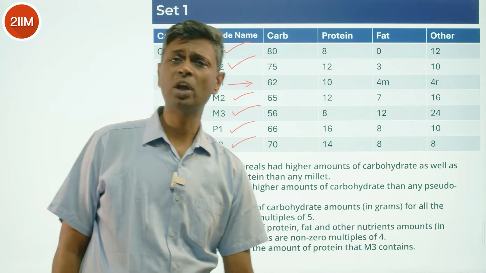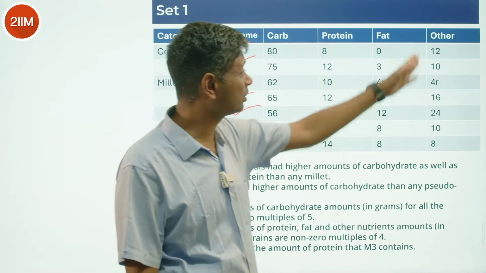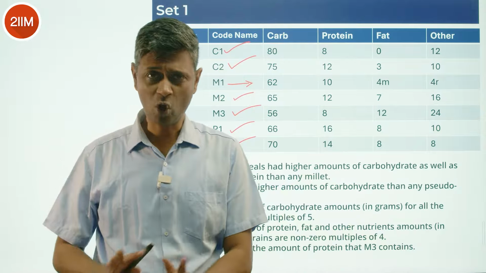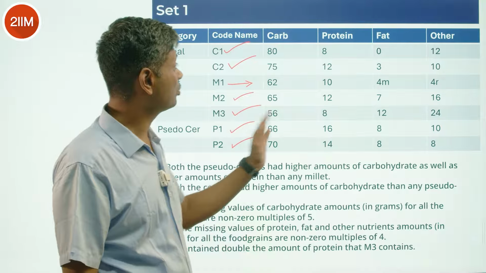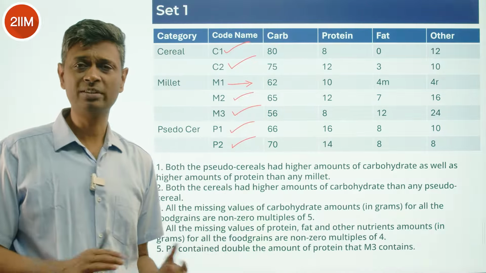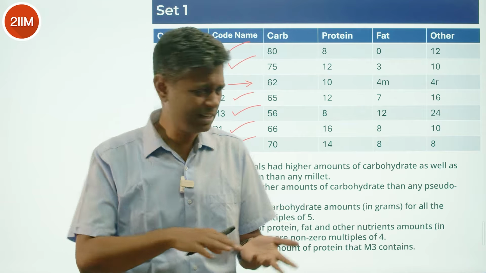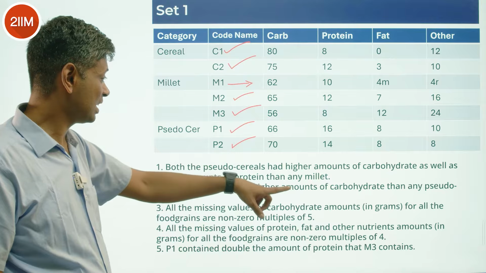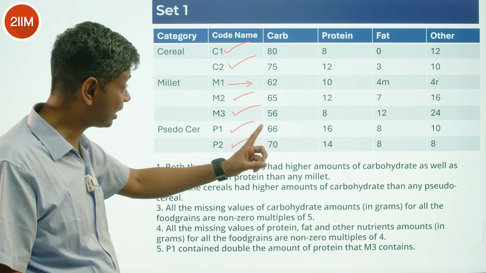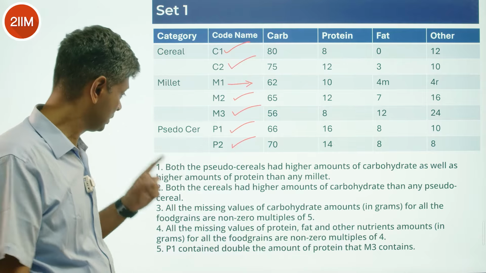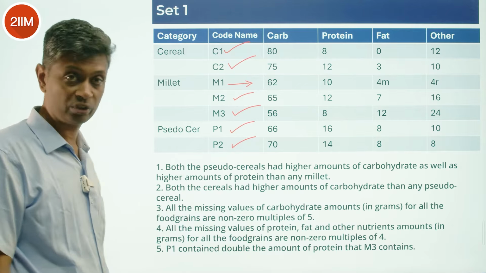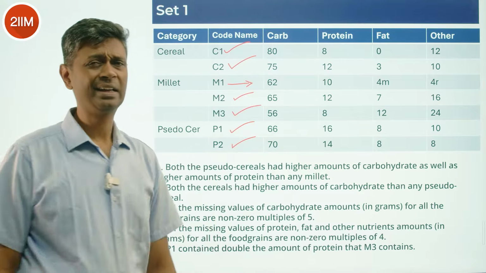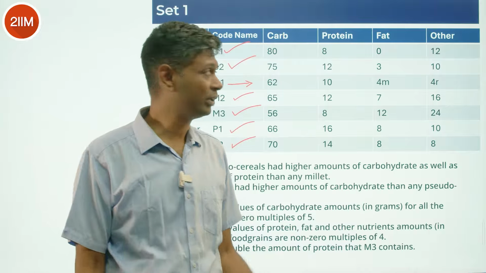4M plus 4R is 28. There isn't much to do with other. We know that much, but all our constraints are with carbs and proteins. Greater than this, less than that, less than pseudo cereal, higher than carbohydrate. Pseudo cereals had higher carbohydrates as well as higher protein than millet. Cereals had higher amount of carbohydrate than any pseudo cereal, but our variables and constraints are with carbs and protein across these three. Nothing much to do with fats and others, except that there's a multiples of 4.